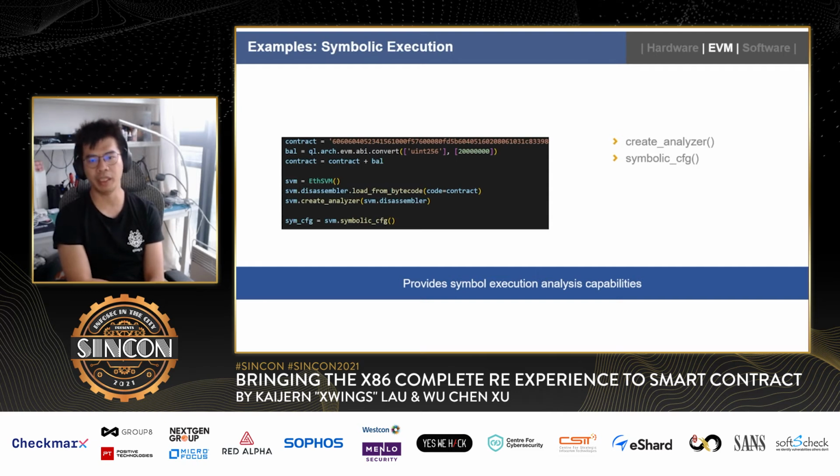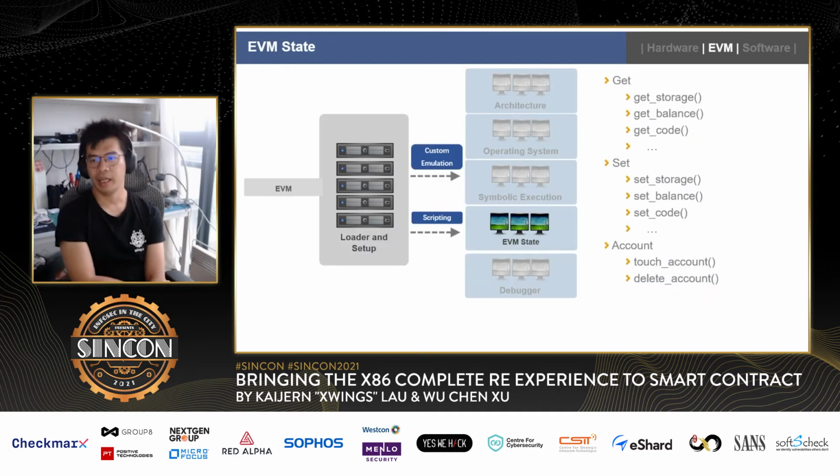So by putting in a smart contract, you can start to put in the symbolic executions. That is where you can start to load the CFG and generate the graph for symbolic executions.